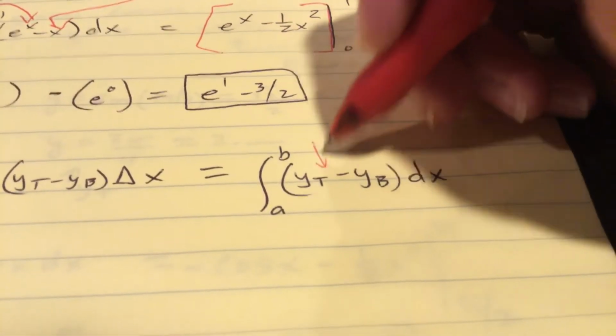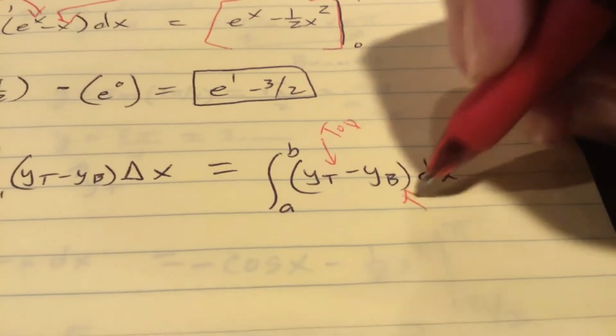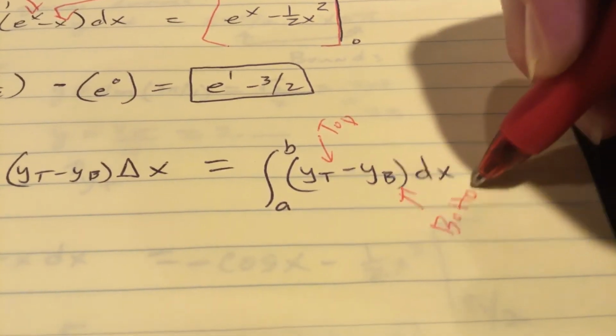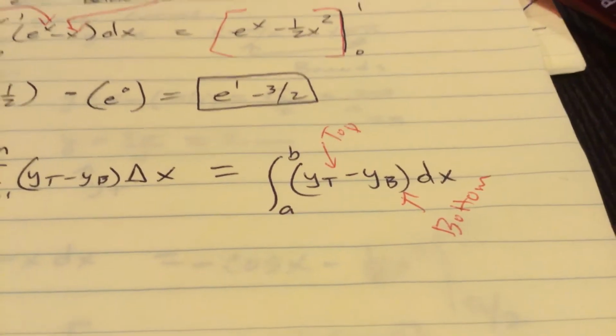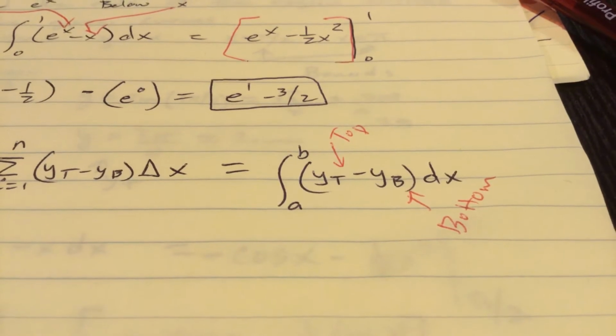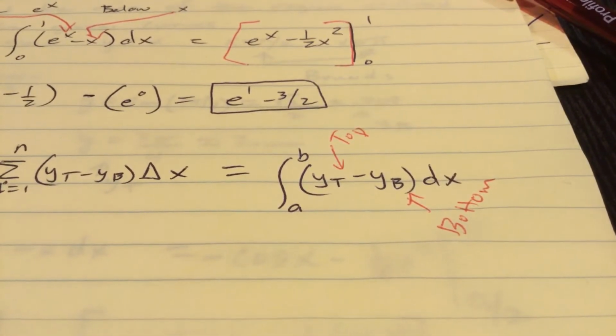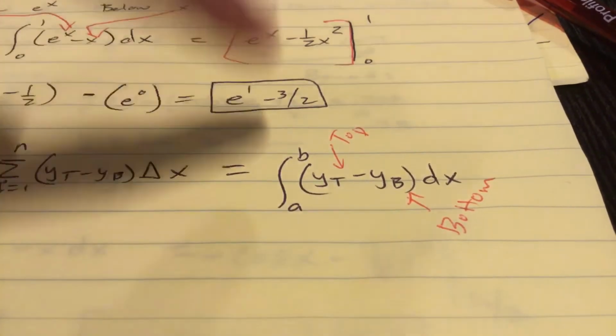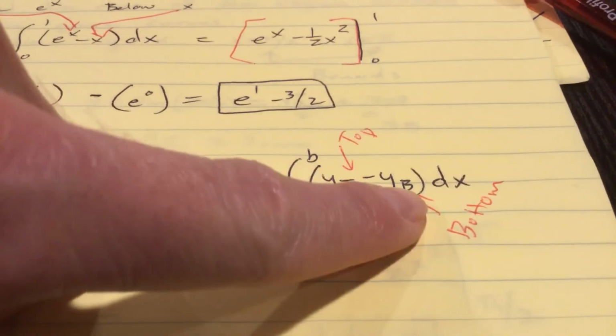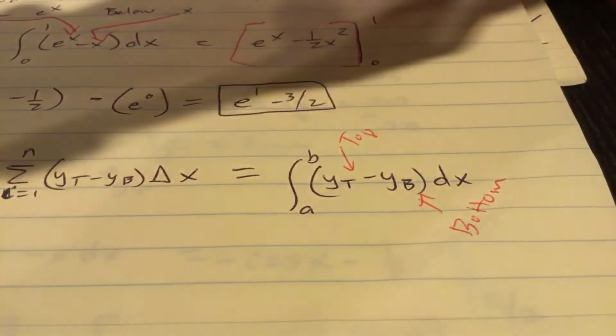T for top, B for bottom. Top means the region is bounded above by that function. Bottom means the region is bounded below by that function. Okay, y top minus y bottom, because it's going to be y equals something in terms of x. That's why we have dx there.